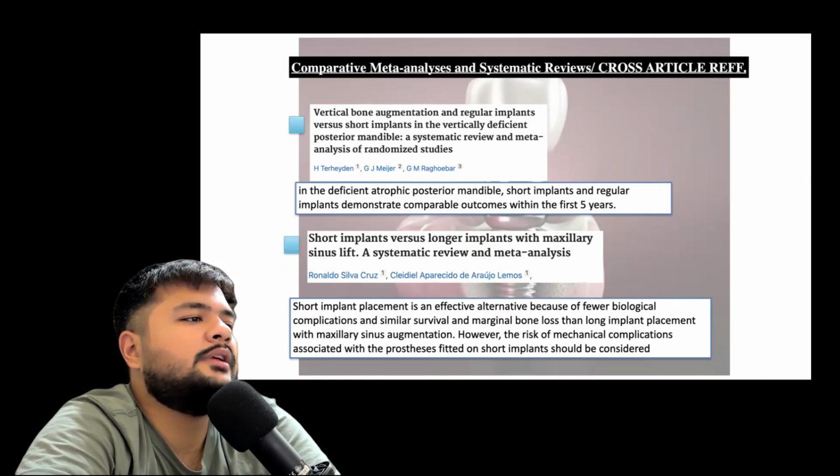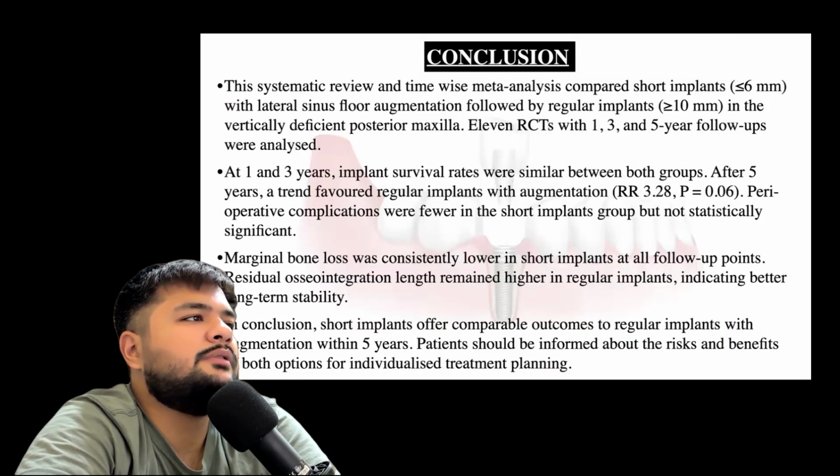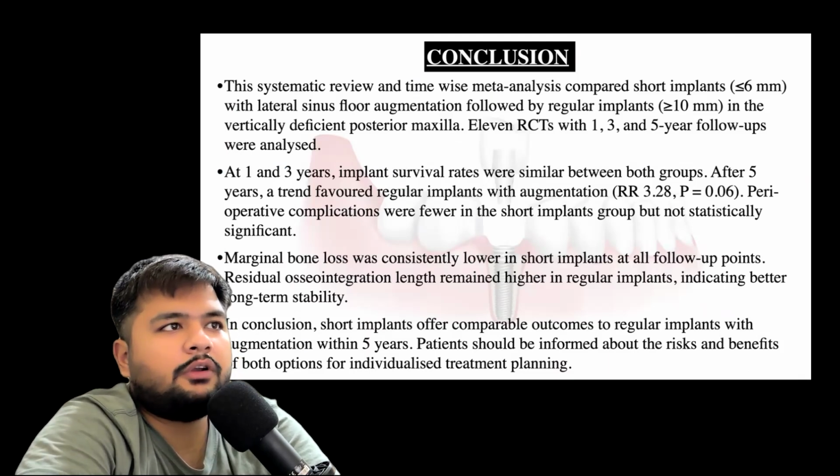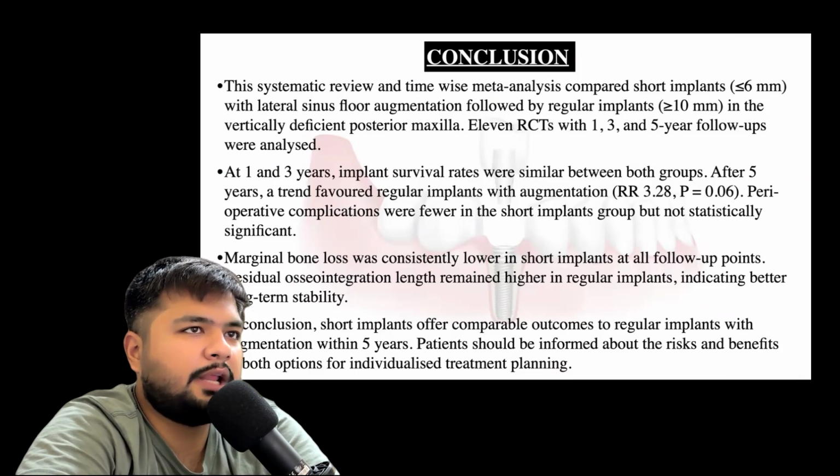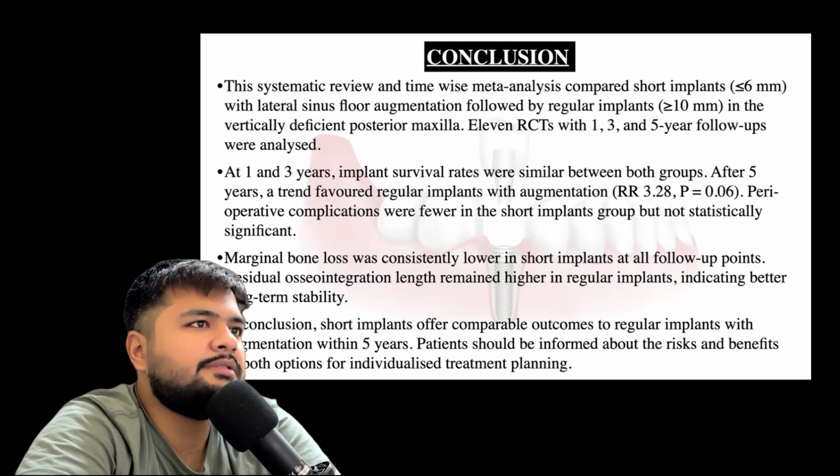So this showed that short implant placement is an effective alternative because of fewer biological complications and similar survival and marginal bone loss to long implant placement with maxillary sinus augmentation. Then the conclusion was that this systematic review and meta-analysis compared short implants less than or equal to 6 mm with lateral sinus floor augmentation followed by regular implants more than or equal to 10 mm in the vertically deficient posterior maxilla. 11 RCTs with 1, 3 and 5-year follow-ups were analyzed.